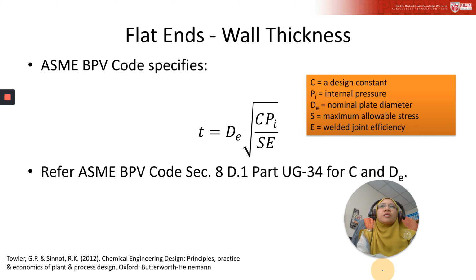So the thickness required for the plate will depend on the degree of the constraint at the plate area. There is a design equation which is specified by the ASME code.